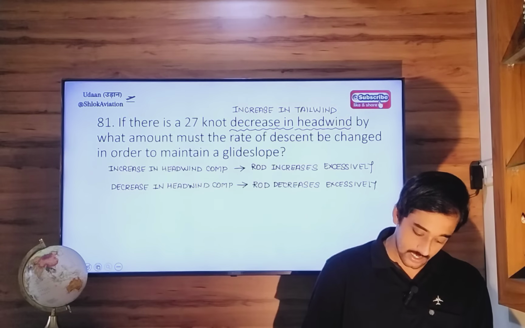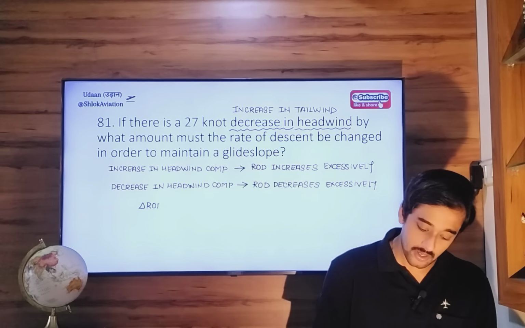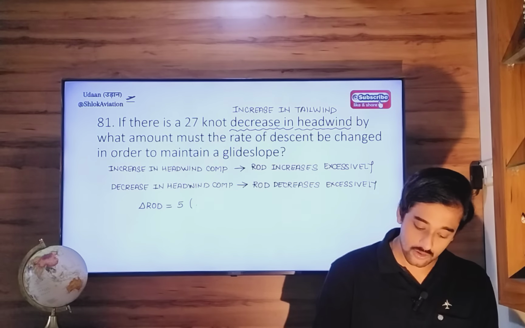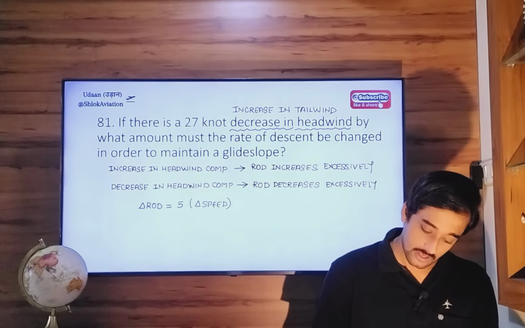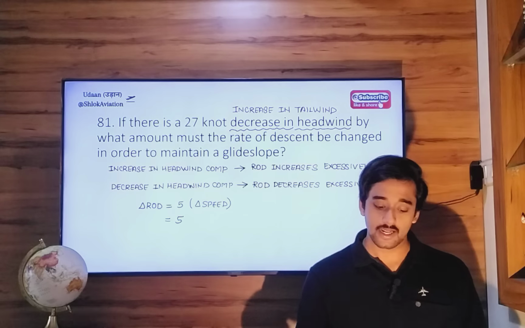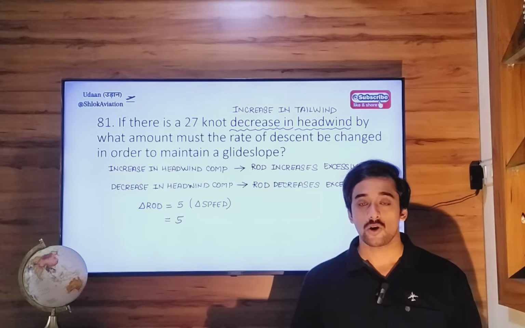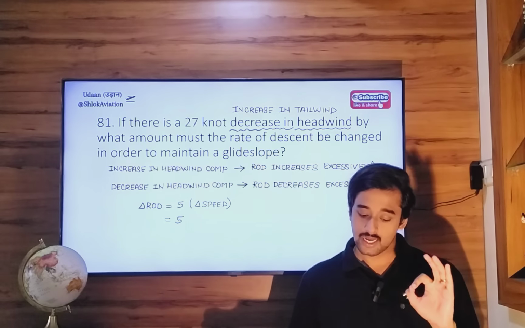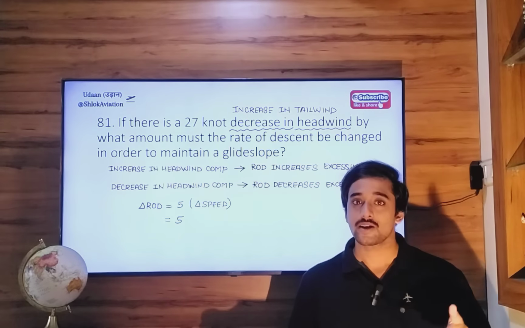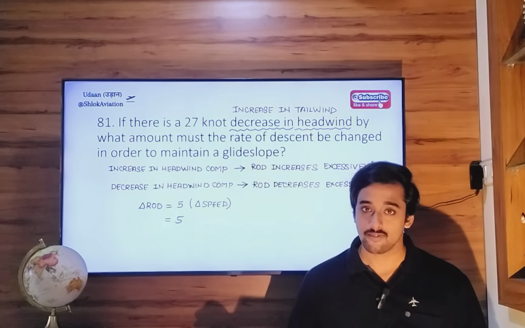So the change in the rate of descent required will be equal to 5 into the change in the ground speed of your aircraft. Okay, so 5 multiplied by. Now, whenever there is a decrease in headwind, when the headwind component decreases, what will happen to your ground speed? The ground speed will increase. So if headwind decreases by 27 knots, the ground speed of your aircraft will increase by another 27 knots.